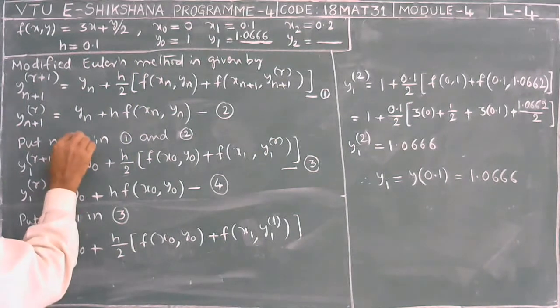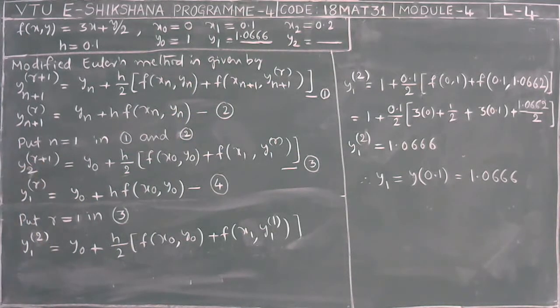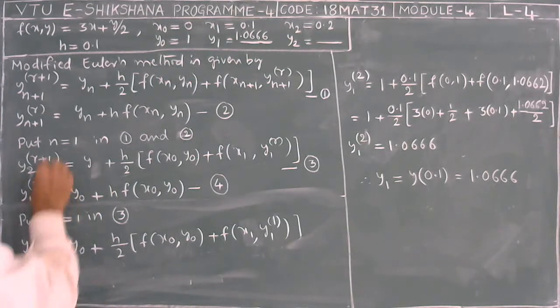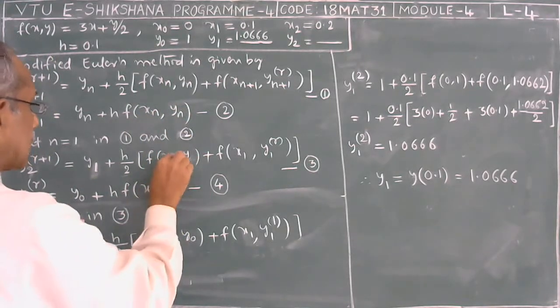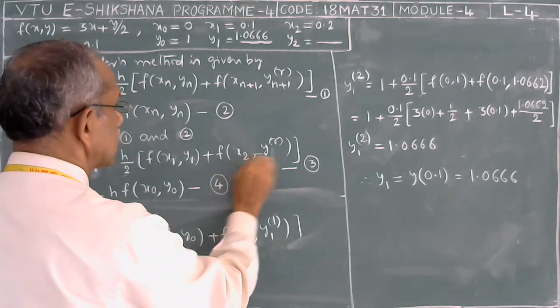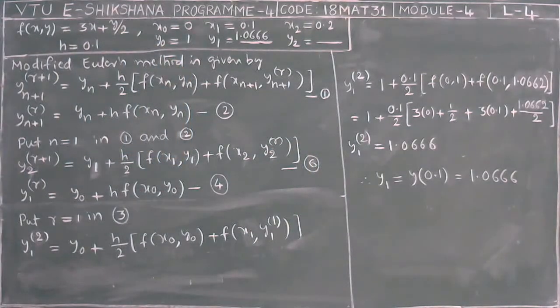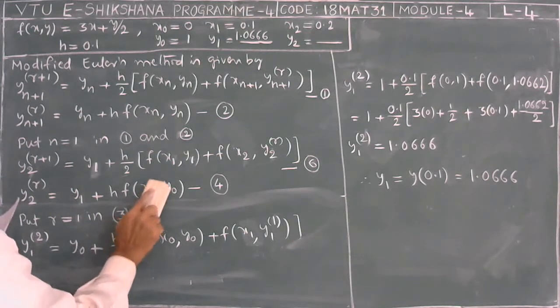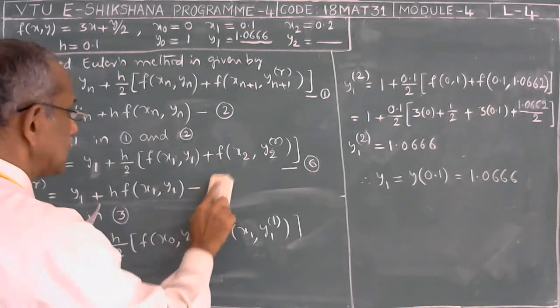Put n is equal to 1 in 1 and 2. So we get y2 r plus 1 is equal to y1 plus h by 2 of f of x1, y1 plus f of x2, y2 r. We call this equation number 6. Then when n is 1, we get y2 0 in terms of y1 plus h into f of x1, y1. We call this equation number 7.